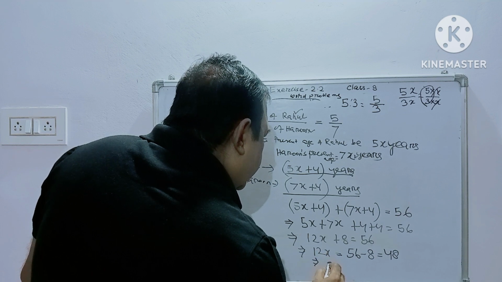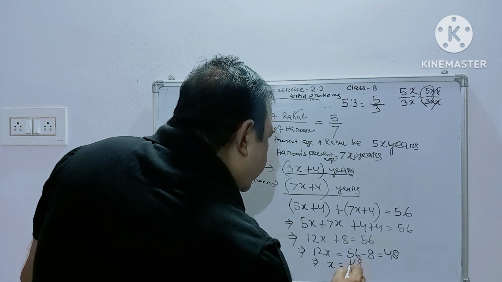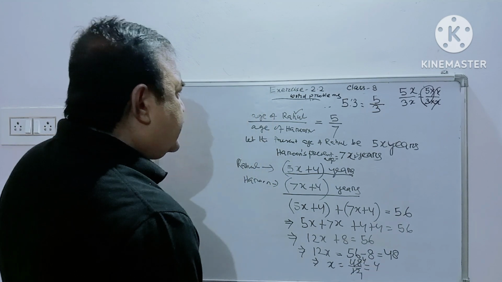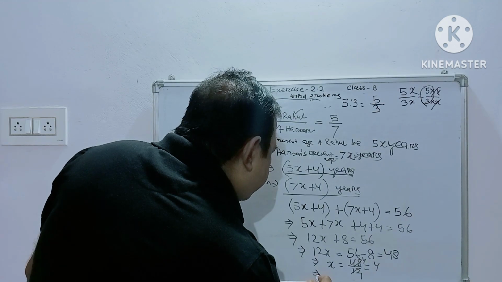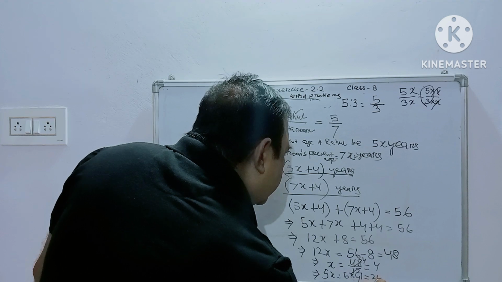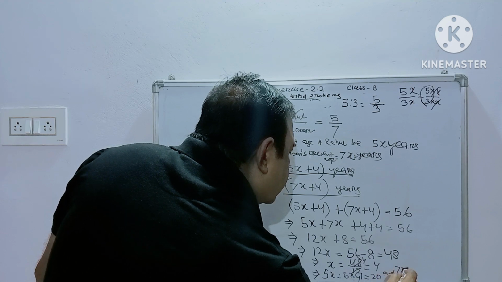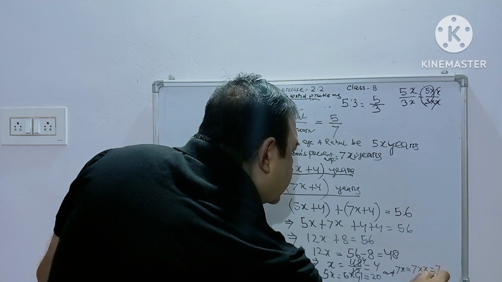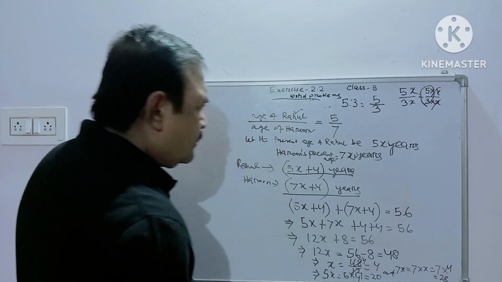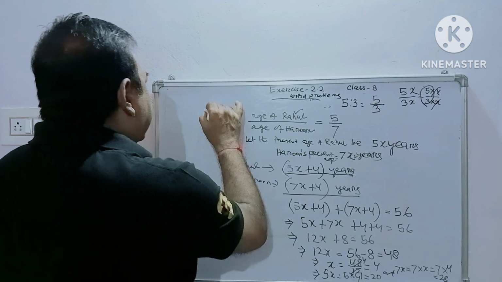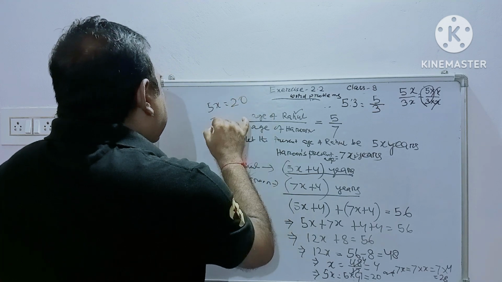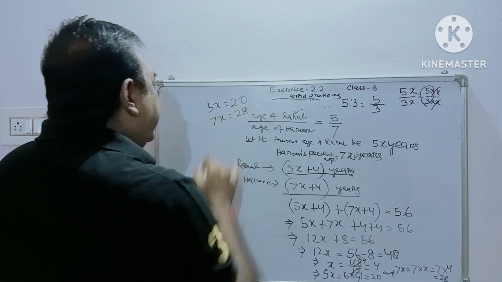Now 12 is multiplied by x, so x is equal to 48 divided by 12, that is equal to 4. So x is equal to 4. That implies 5x is equal to 5 into 4, that is equal to 20, and 7x is equal to 7 into 4, that is equal to 28. So what we got? The 5x is equal to 20 and 7x is equal to 28.